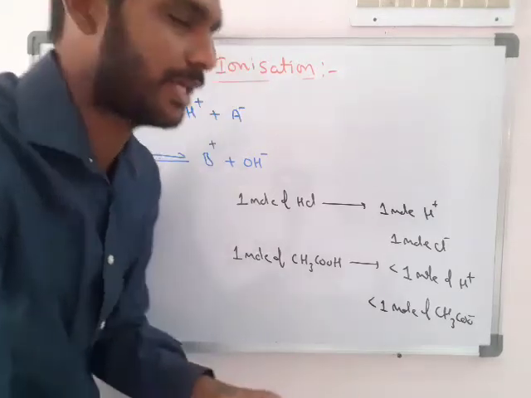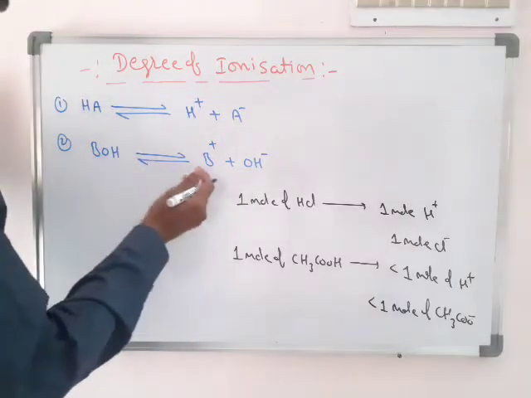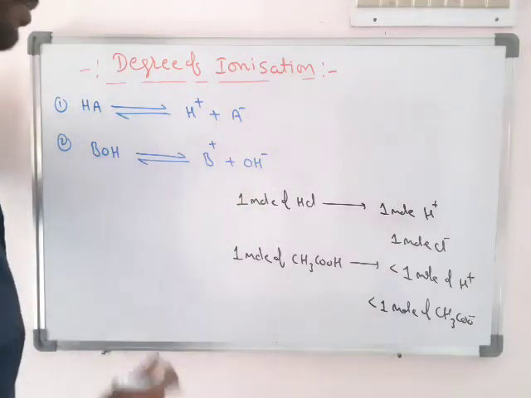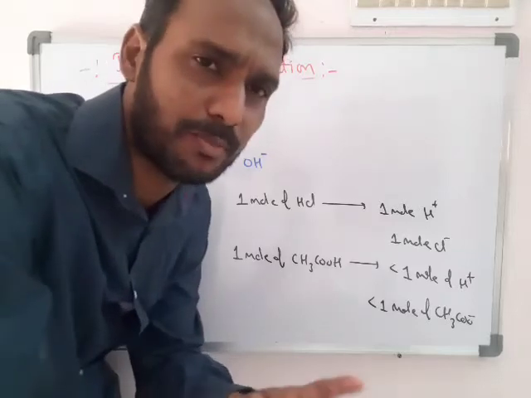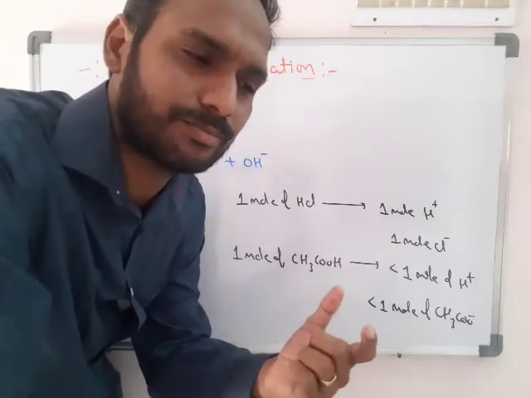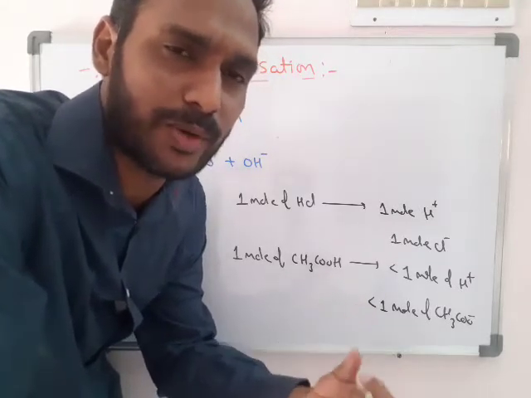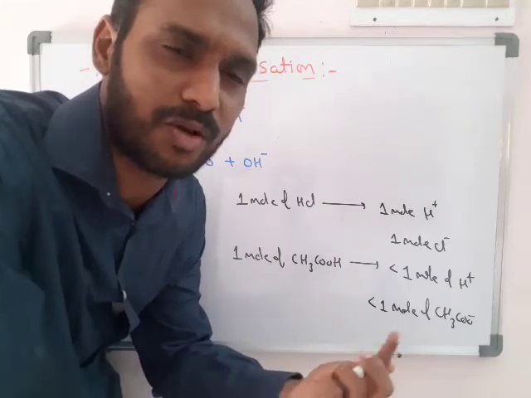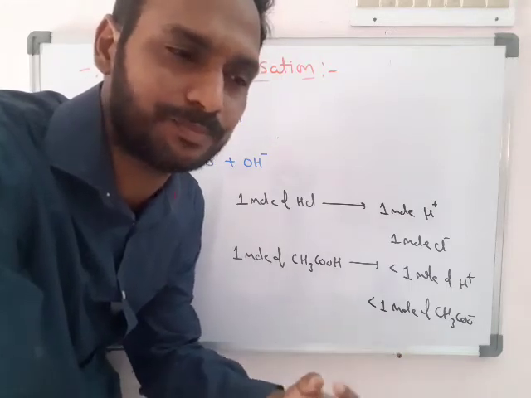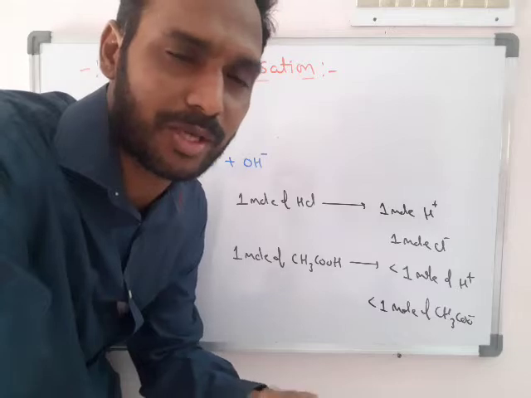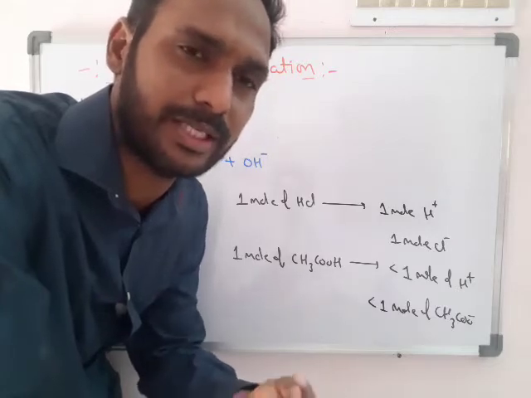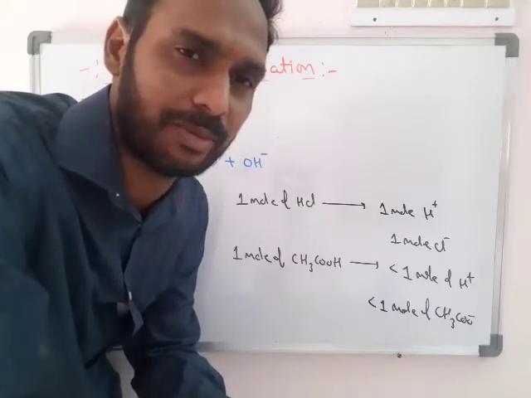In the same way, for base also. If a base releases more number of OH minus, with more dissociation, more ionization, and more number of OH minus forms, that will be treated as a strong base. If it releases less number of OH minus, then automatically we can say it is a weak base.